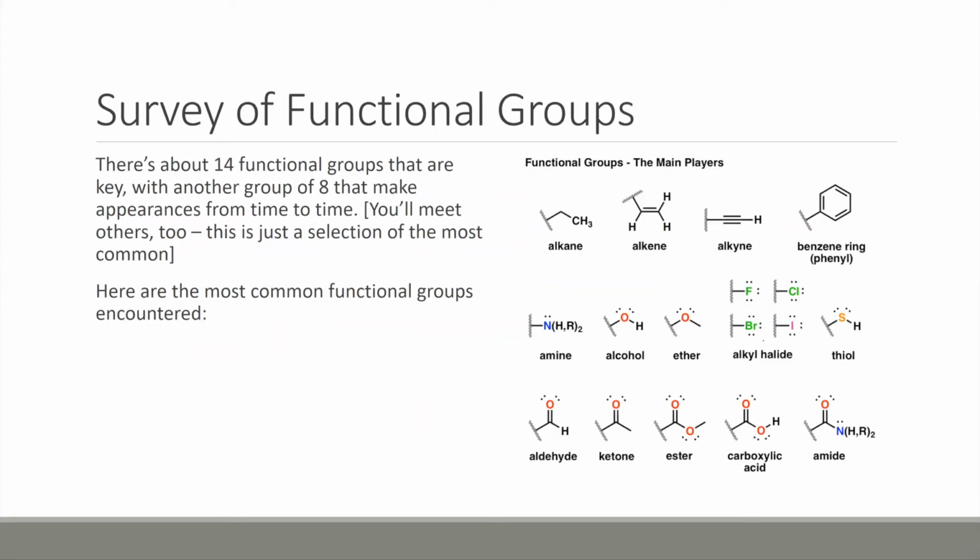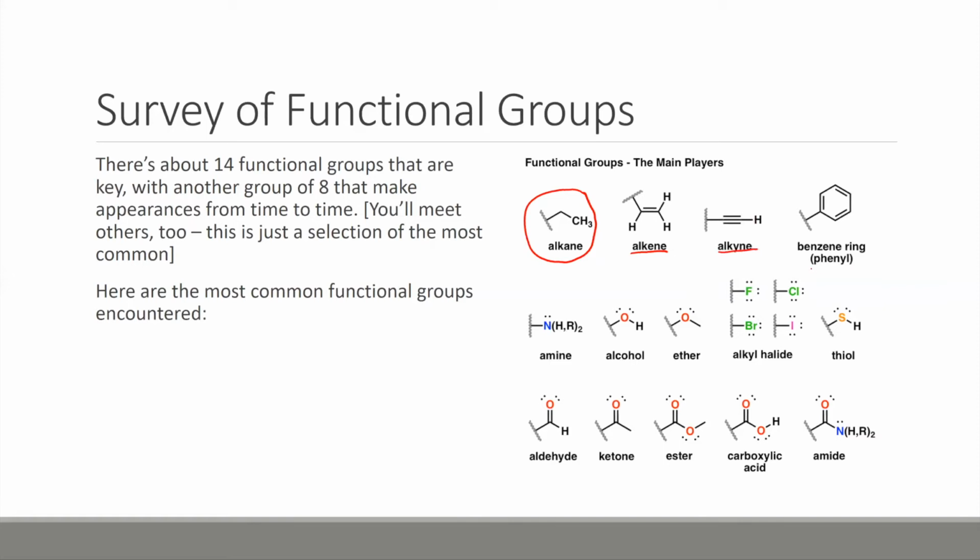There's about 14 functional groups that are key in this class, and about another 8 that will make an appearance from time to time. You'll see some others as well, but this is just the selection of the most common. So the most common functional groups you'll encounter are shown here. Remember that I'm just listing alkane to remind you what it looks like, but it's not usually considered an actual functional group. An alkane is the single bonds. Alkene is a double bonded hydrocarbon. Alkyne, triple bonded hydrocarbon.